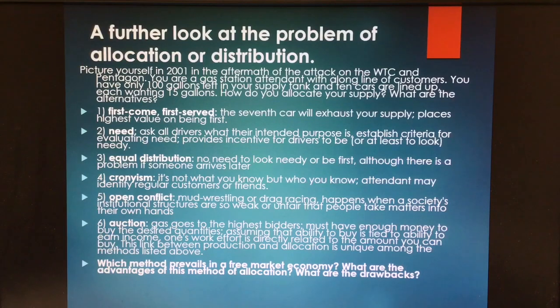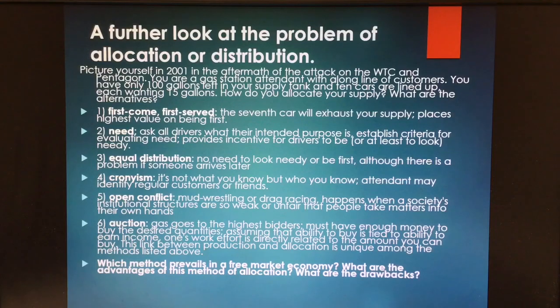Well, first come, first served would probably be the easiest one, but that means the seventh car is going to exhaust your supply. In other words, you've got a limited number of gallons, and if everybody gets what they want, then you're going to run out of gas pretty quickly. So some people, very deserving and in great need, possibly even emergency vehicles, wouldn't be able to get any. This places a high value on being first in line. How about need? Ask all the drivers what their intended purpose is, and establish criteria for evaluating need. This provides incentives for drivers to be, or at least to appear to be, needy.